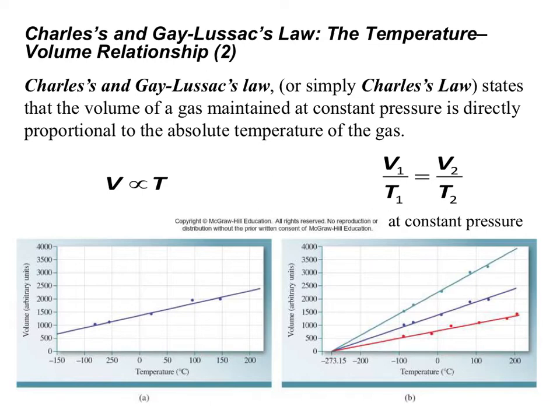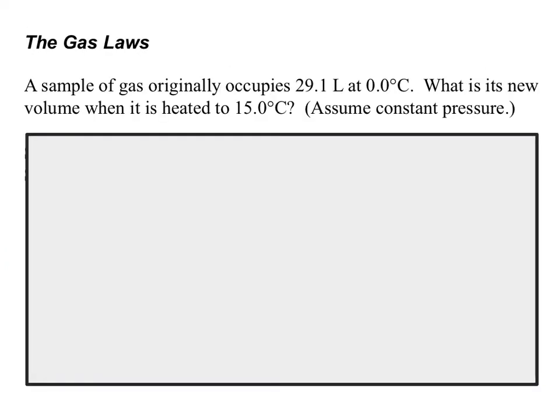I will point out right now that when you do these calculations, you are better off always using the temperatures in Kelvin. If you are given temperatures in Celsius, make sure to convert them into Kelvin. So let's test it out. A sample of gas originally occupies 29.1 liters at 0 degrees Celsius. What is its new volume when it is heated to 15 degrees Celsius? We have to assume constant pressure.